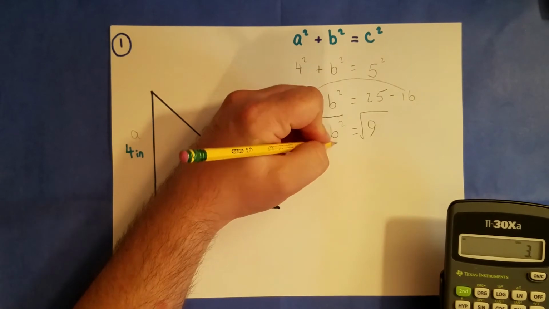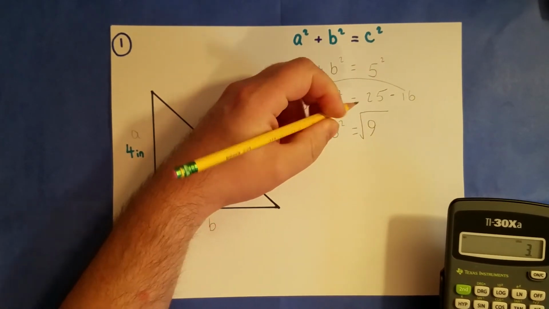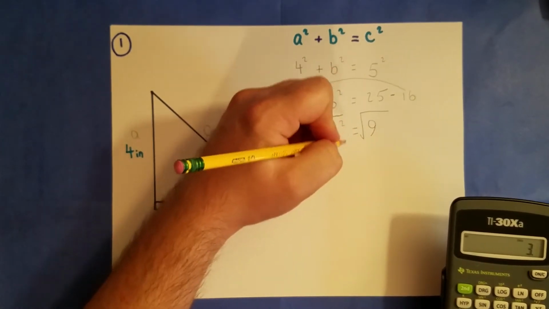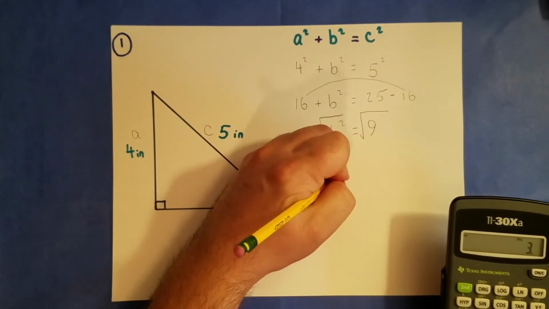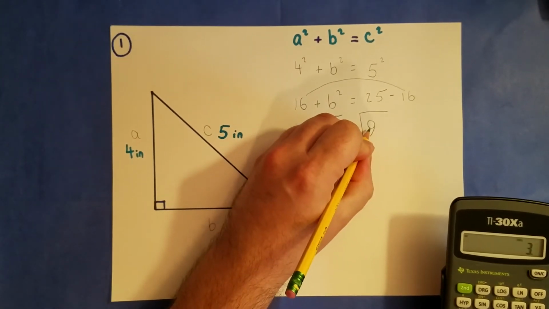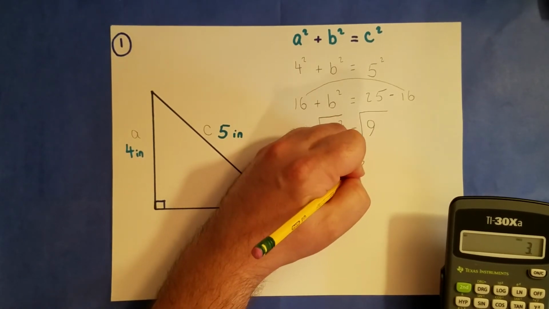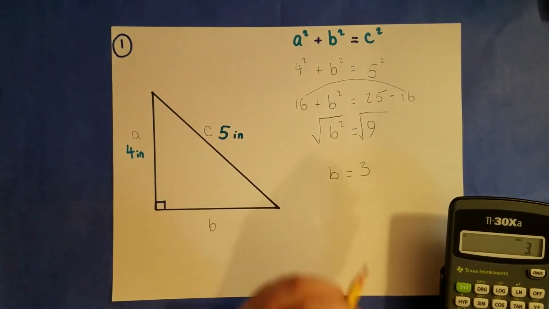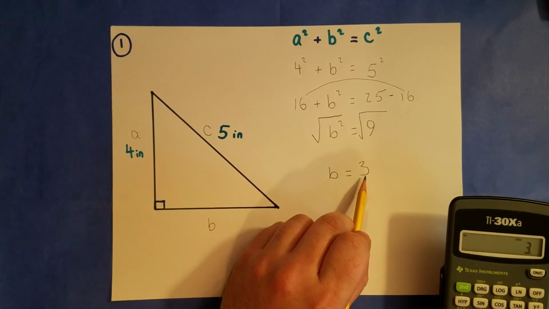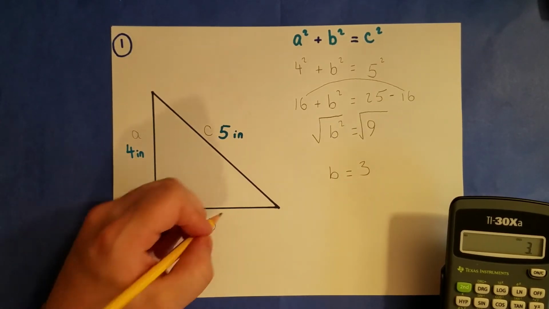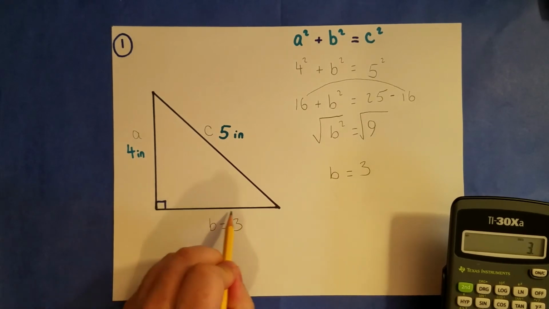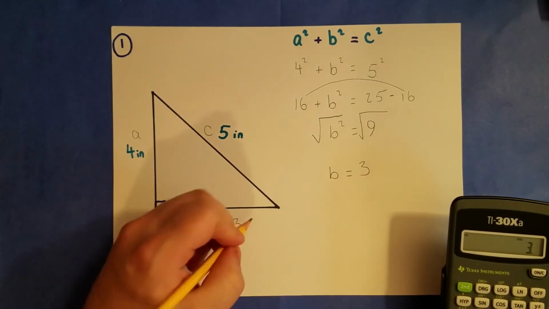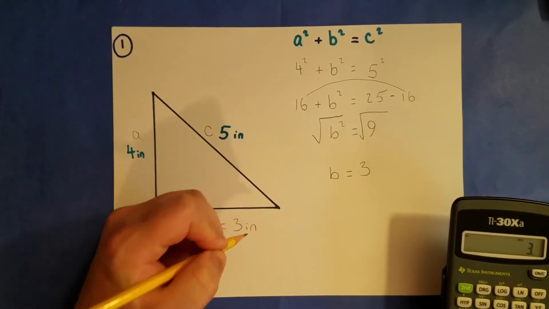So when we found the square root of b squared, we got b. We undid that squaring. And when we found the square root of 9, we got 3. That tells us 3 is the length of this leg right here. So it's going to be 3 inches.